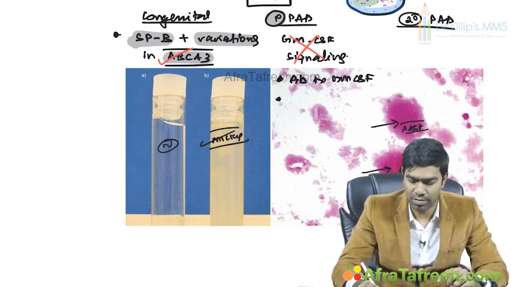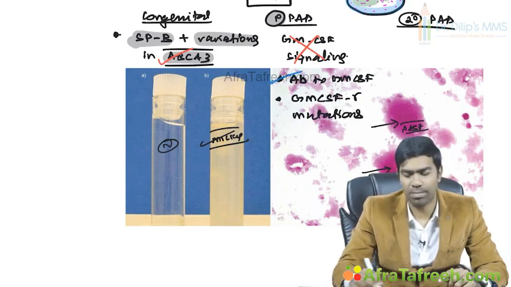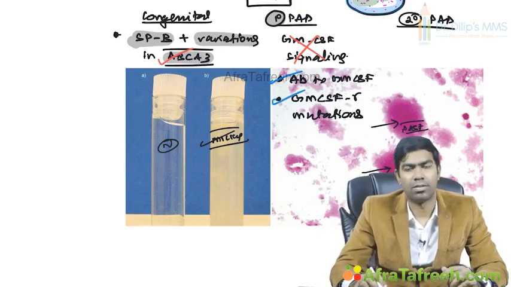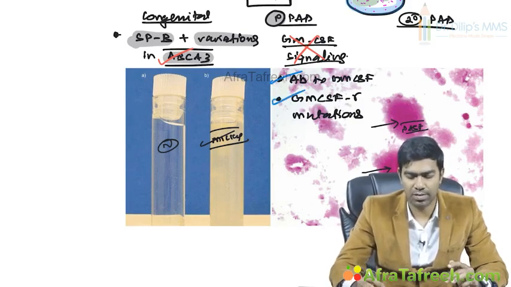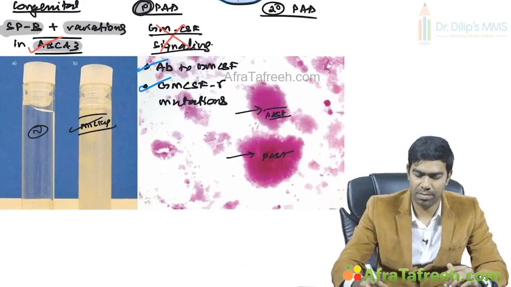Second one, if you have hereditary PAP, which means you have GM-CSF receptor mutations. This is the second form. First one is autoimmune PAP, and the second one is hereditary PAP. So both are due to disruption of the GM-CSF signaling. That's why we call it primary PAP. And what about the secondary PAP?